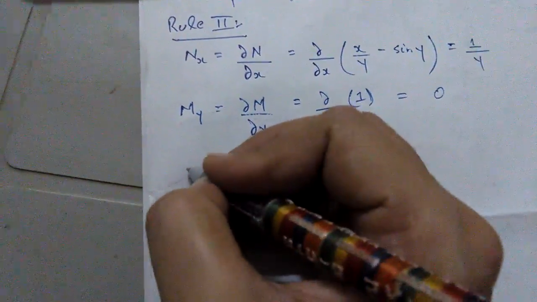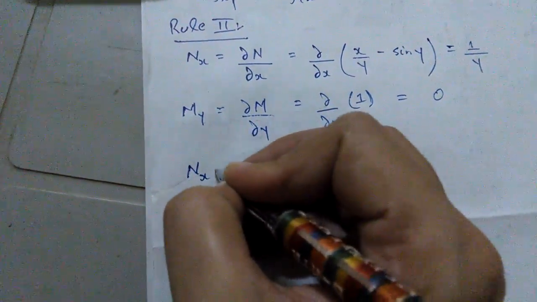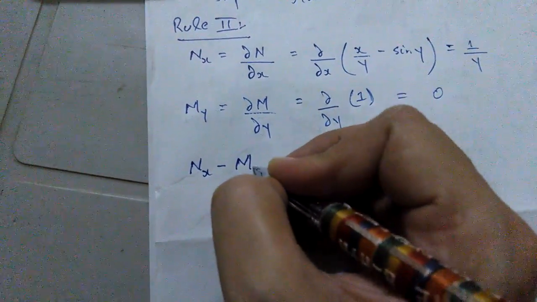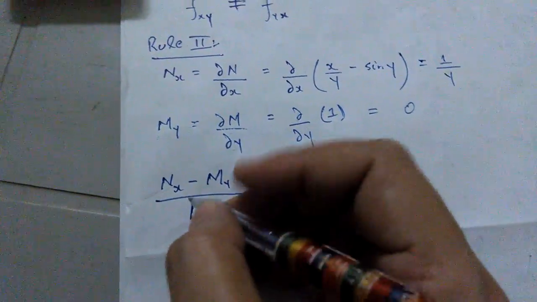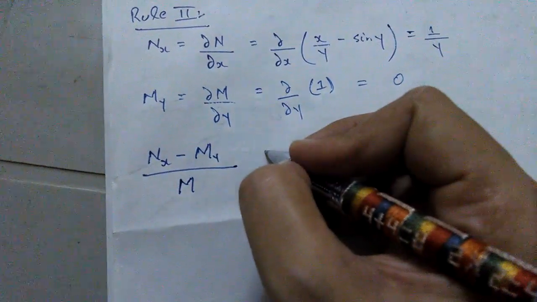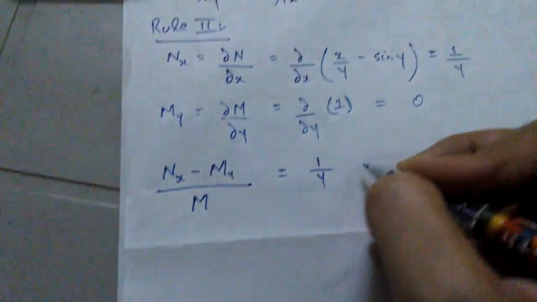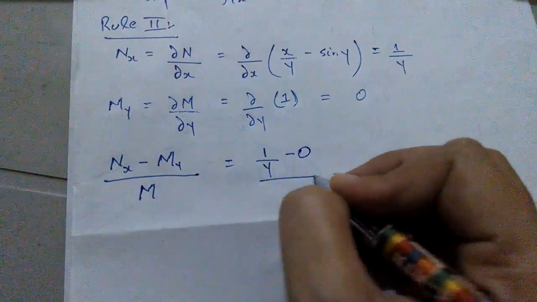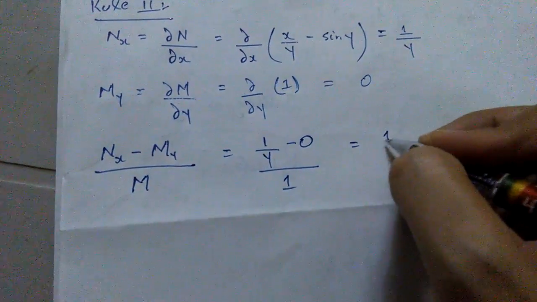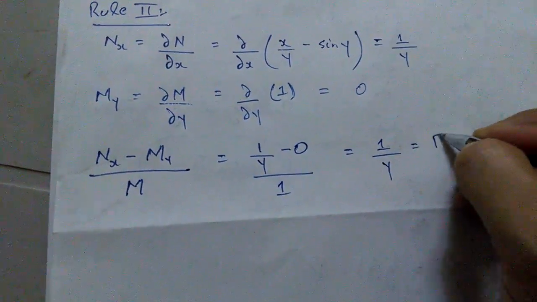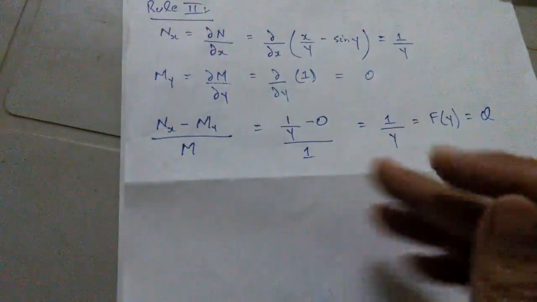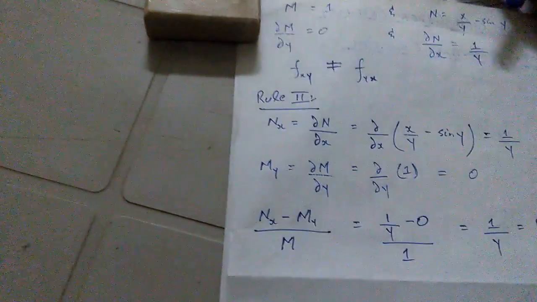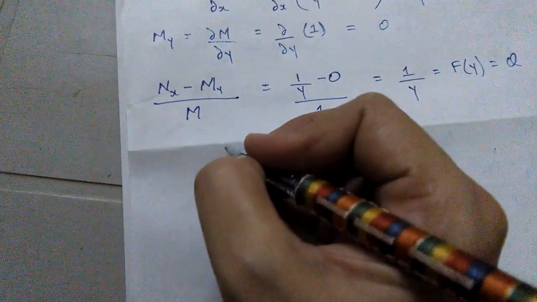We know that. Okay, so now rule 2 says that when we subtract m sub y from n sub x, and we divide it by n, what we get is 1 upon y minus 0 upon 1, which is nothing but 1 upon y. But this is a function involving simply y, that we call q. Alright, and now we just got our q here. Okay, so now what next? Let's find out the integrating factor. And the integrating factor is obtained through this process.